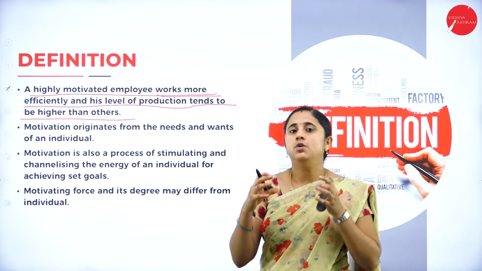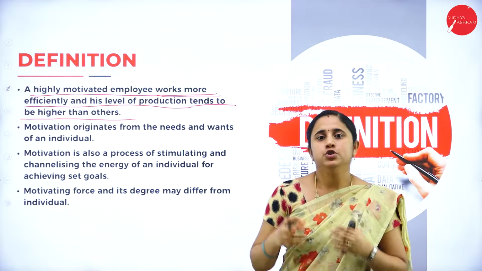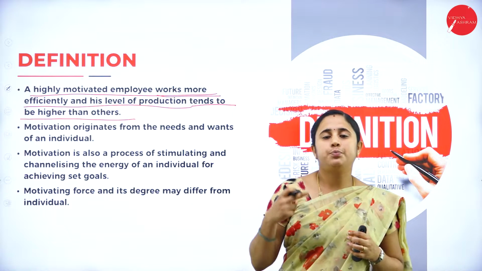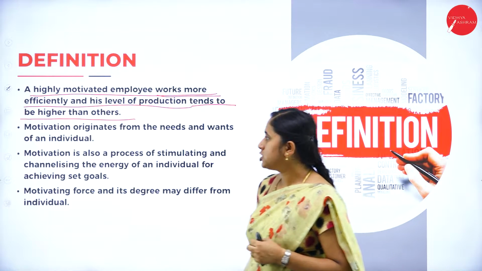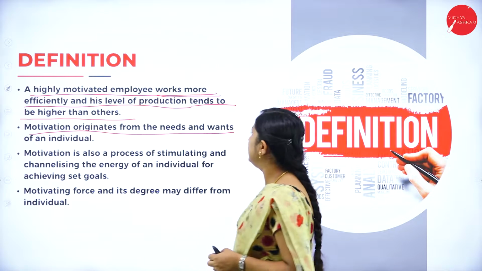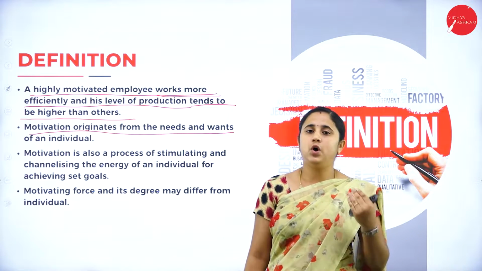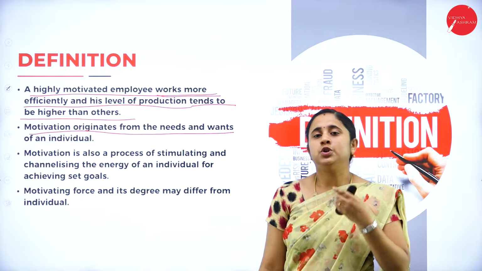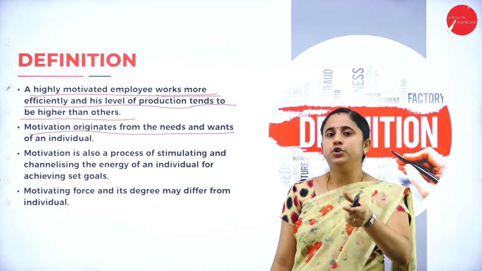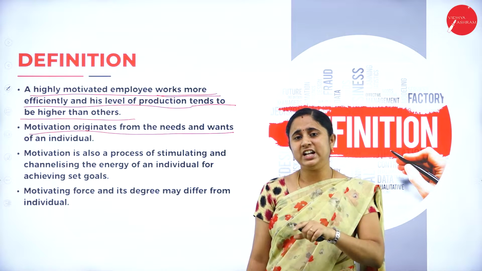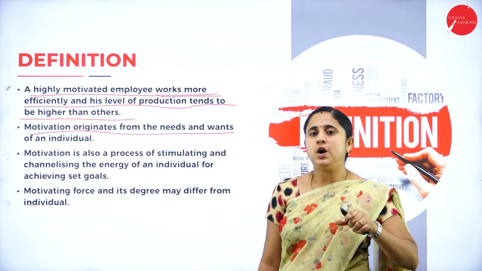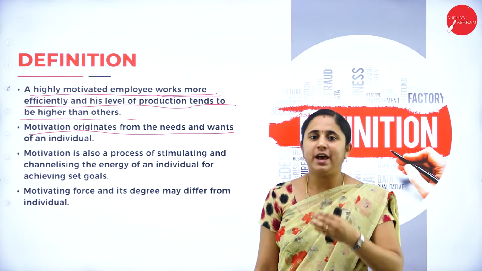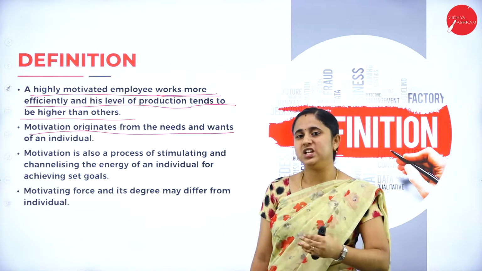Now your intention is to achieve your objective, that is, you need to fulfill your desired needs. So you are going to work effectively in order to get that desire or need, and your productivity will increase. Next, motivation originates from the needs and wants of an individual. How can the organization motivate an individual? Through his needs and wants. The individual needs and wants are different, so you need to recognize their needs and wants, and motivate and encourage them to accomplish those objectives.